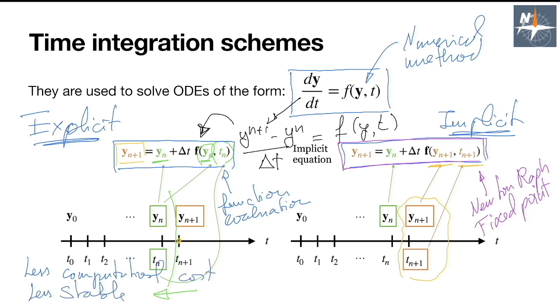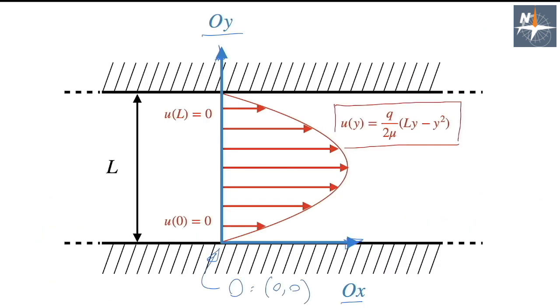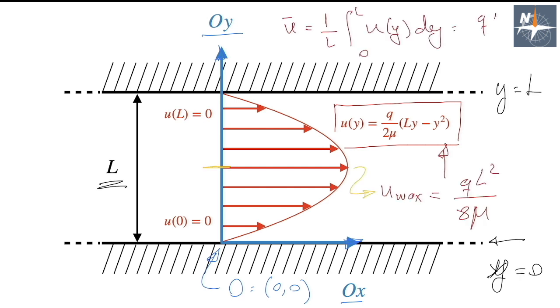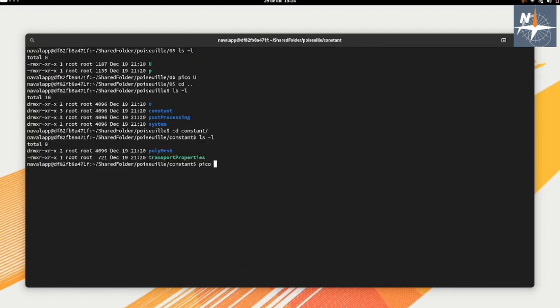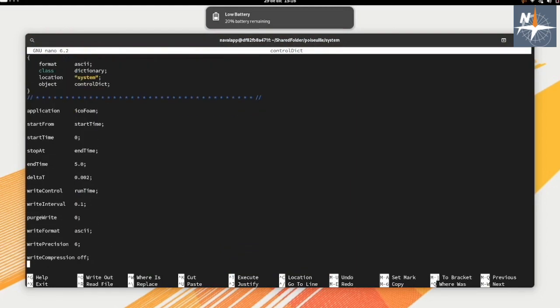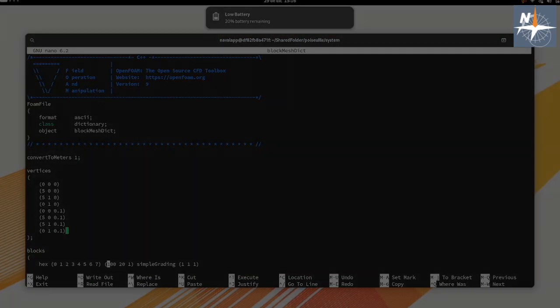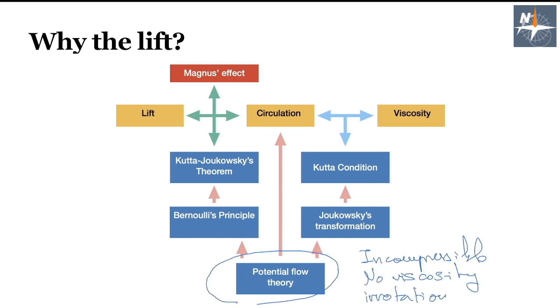To finish with this part, an easy canonical case, the Poiseuille flow, has been studied theoretically. After that, the case has been simulated using OpenFOAM. There, we have learned how to run a simple simulation and explore the results in order to compare them with the theoretical solution. In the second part, we presented an overview of profile theory.